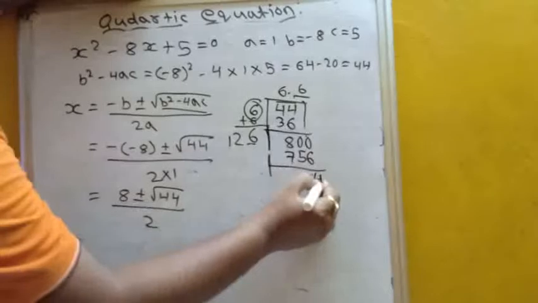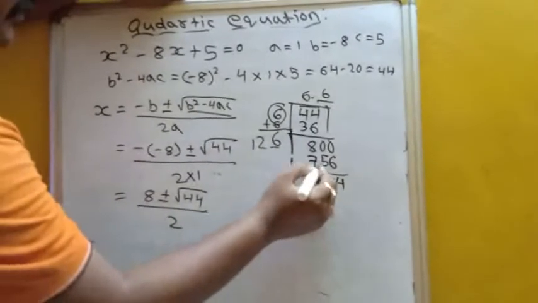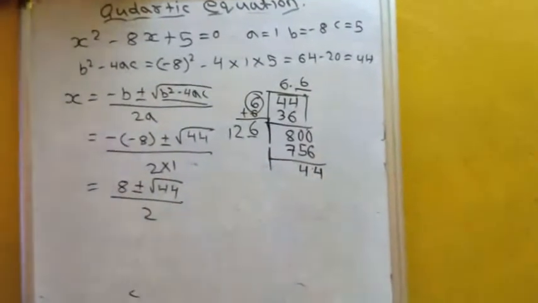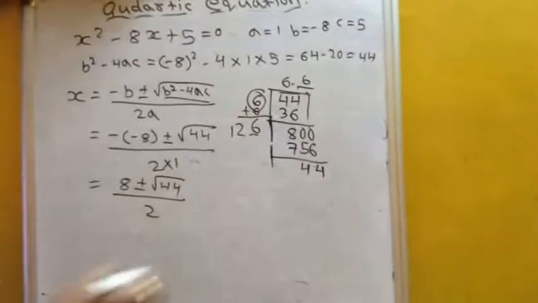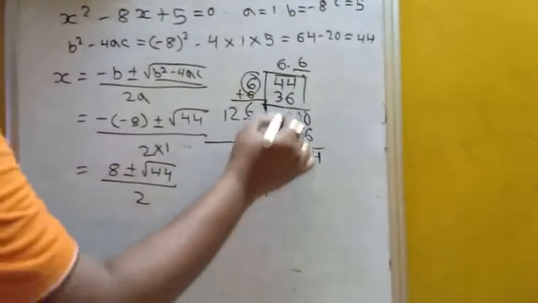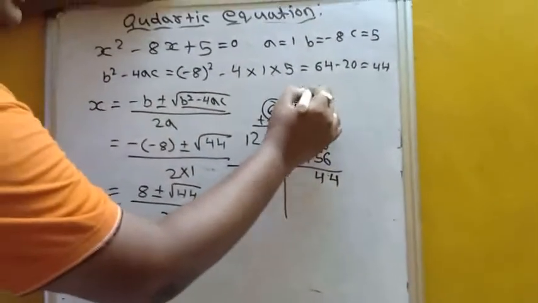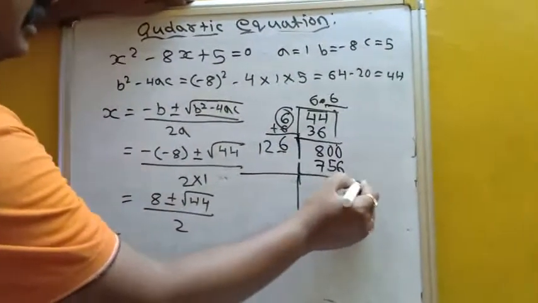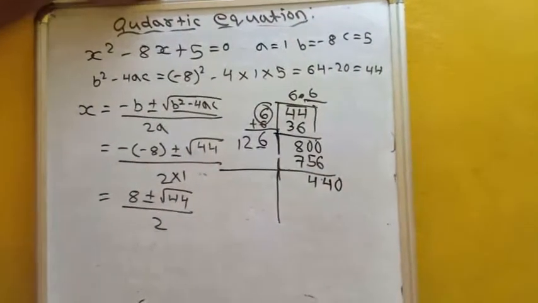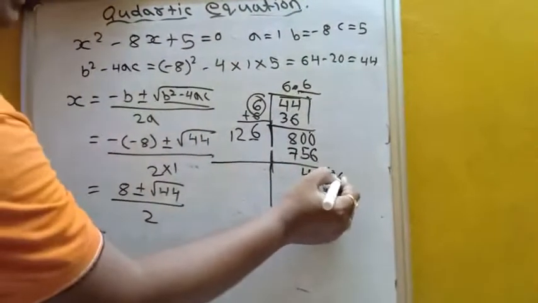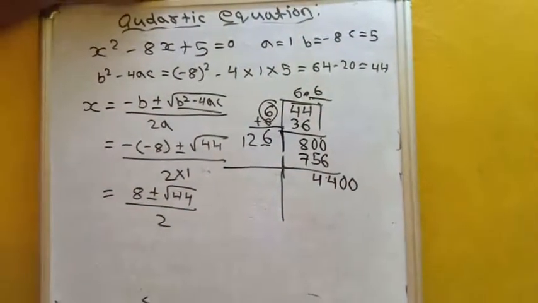Then 4. Next, 9 5 equal to how much? 4. Yes or no? So 44 is written here. Next I told you that if a point is there, you have to write how many 0s? 1 0 in the general case. But here what do you have to write? 2 0, because you are taking the square roots.